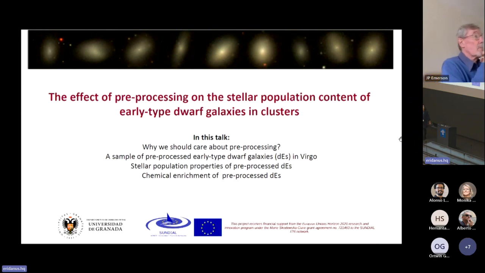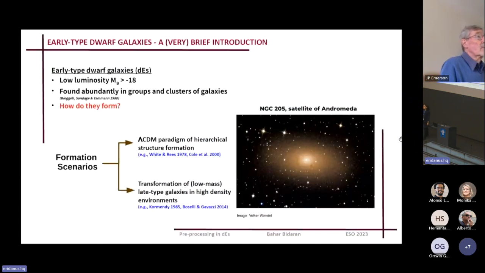and clusters. But first of all, in order to make sure we are all on the same page, a very brief introduction on early type dwarf galaxies. So these are low mass galaxies, less than 10 to the 9, 10 to the 9.5, making them a great testbed to investigate the effect of environment on the evolution of galaxies. They are one of the most abundant type of galaxies in the universe. Particularly, you can find them in groups and clusters, so high density regions, but also you can find them in low density parts such as voids and filaments.